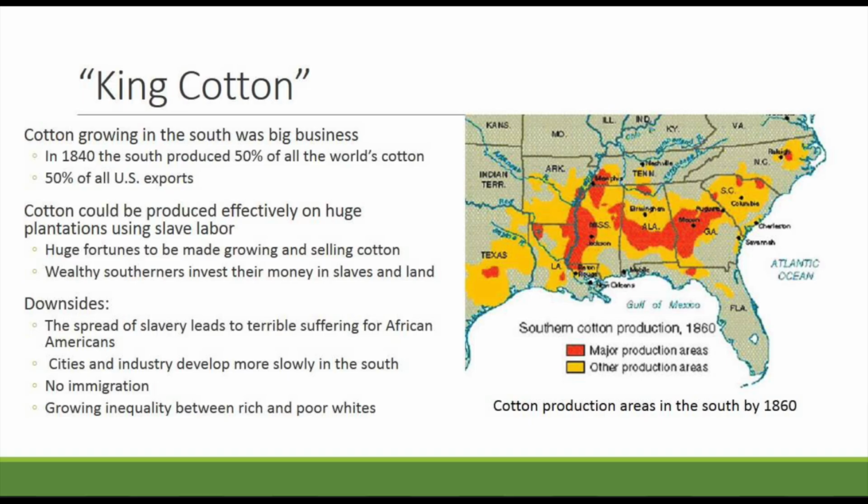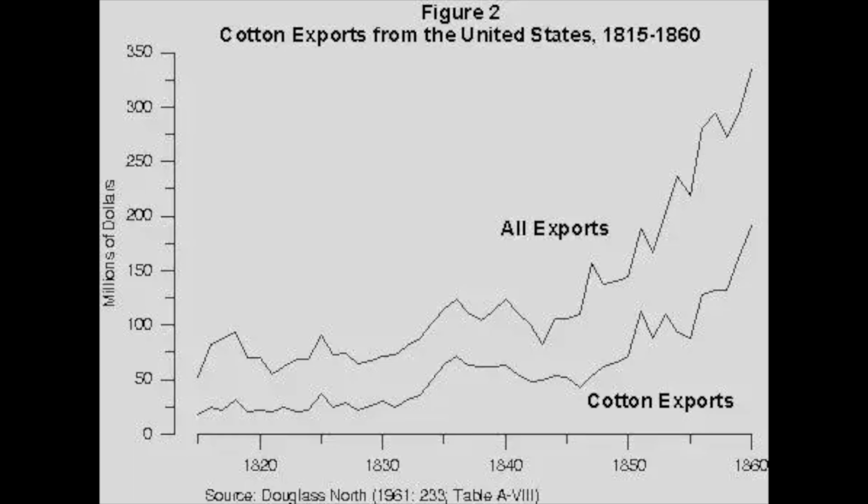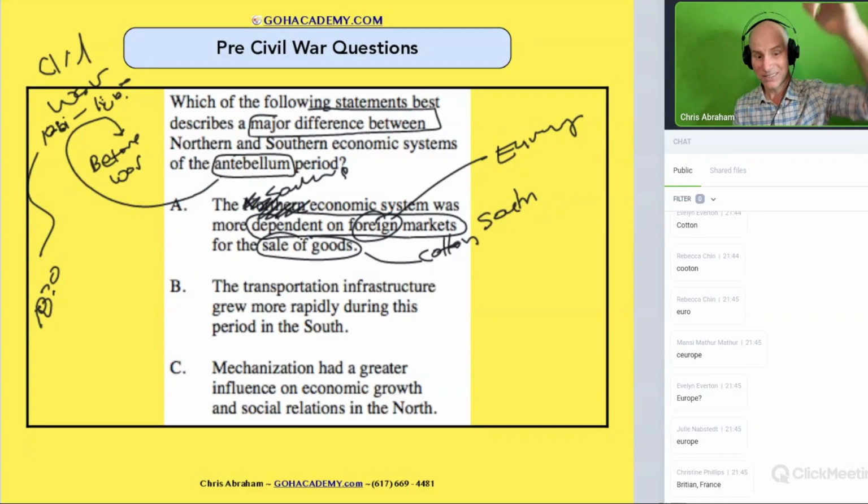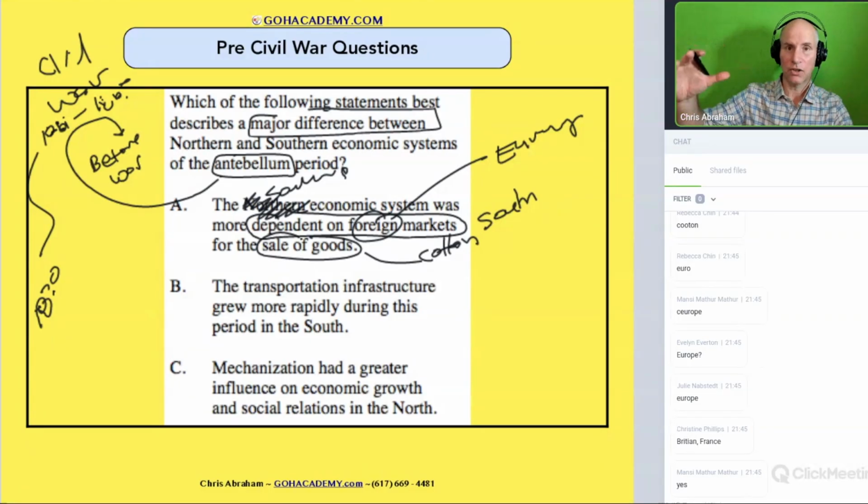Cotton. And who are some of the foreign markets that they were selling it to? What was a country that they were selling cotton to? They were selling it all over Europe, Britain, France. So it's not the northern economy. It's definitely the southern economy. Who agrees? The South's economic system was very dependent on selling their goods to countries in Europe.